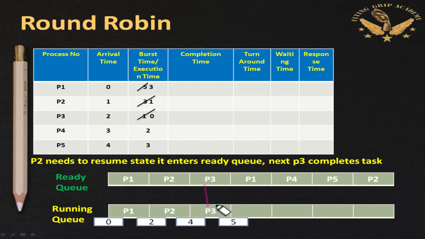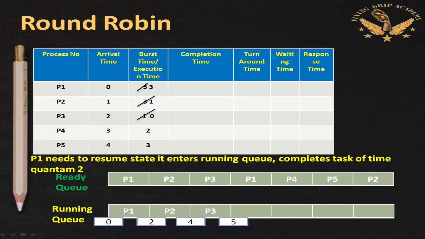So now P3 has completed its execution. P2 has completed its execution. It will be removed. Next, we are going to bring P3. Later on, P1 has to be executed one more time. Now P3 has completed and P4 needs to be executed.